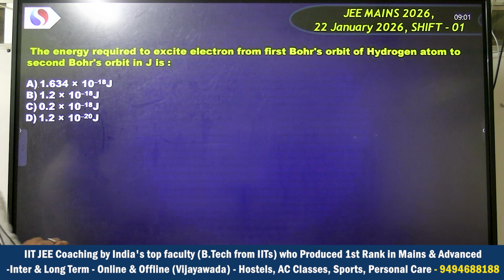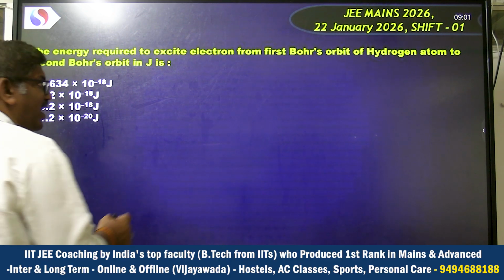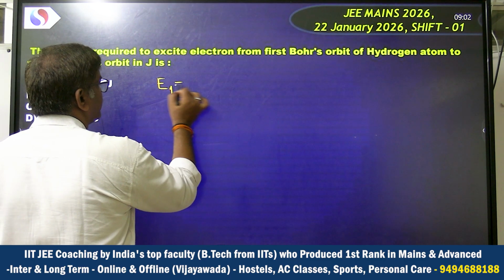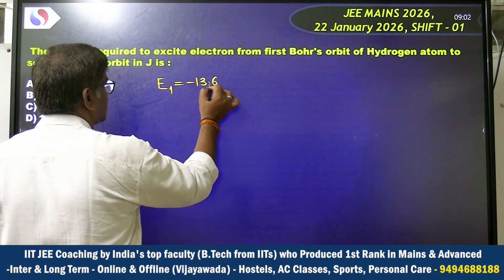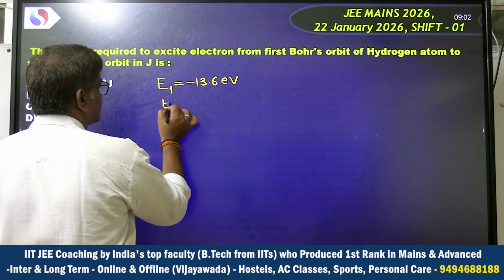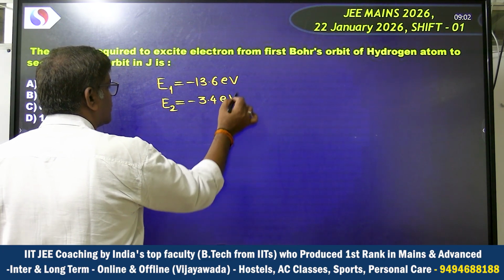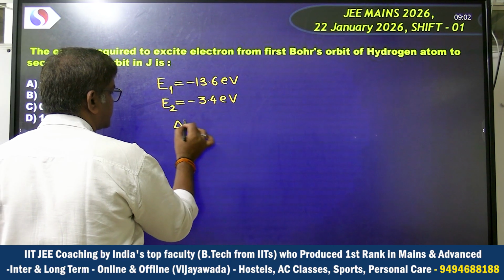Okay, absolutely direct question from Bohr's orbit, and they have not even given a hydrogen-like atom. They are giving you the hydrogen atom, for which you very well know the energy of the first orbit: minus 13.6 eV. What is the energy of the second orbit? It is minus 3.4 eV. So what is the difference of this energy, E2 minus E1?